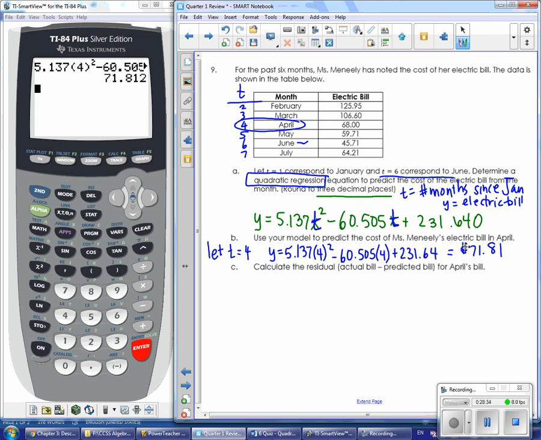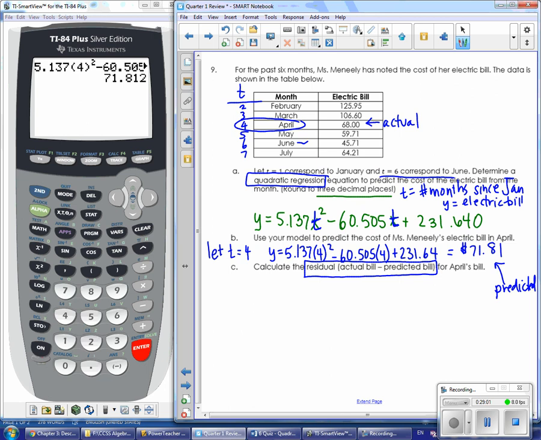And so if I look at April, I can see that the actual bill was $68. My equation provides a prediction. And what you are asked to do in letter C is to calculate the residual for April's bill. The residual is just that difference between the actual and the predicted. Now I will say on the quarterly assessment, you will not be given the equation. So you have to know what a residual is.